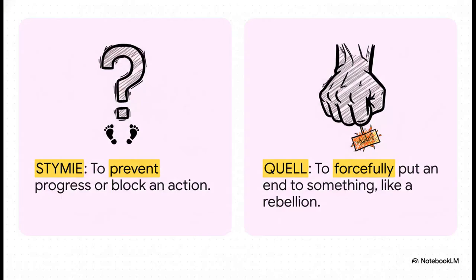Now let's talk about two really strong ways to stop something. To stymie is to block progress, to totally thwart it. A detective might be stymied by a lack of clues. To quell, on the other hand, is much more forceful. It means to completely crush or suppress something like a rebellion, a riot, or even a powerful feeling like your own panic.